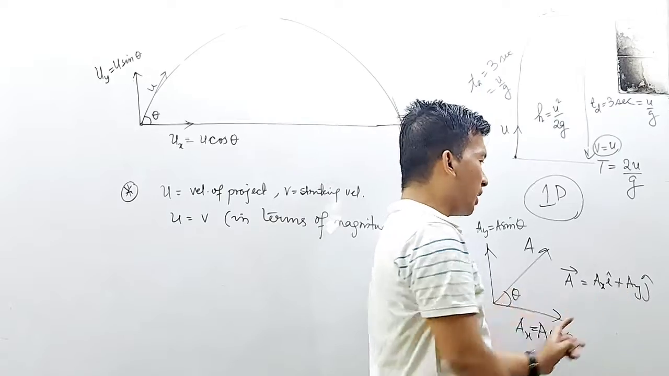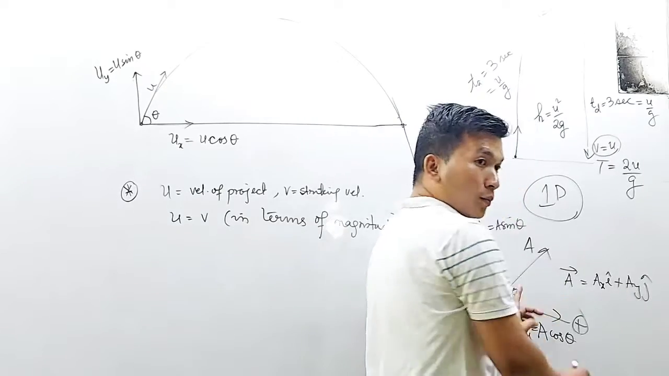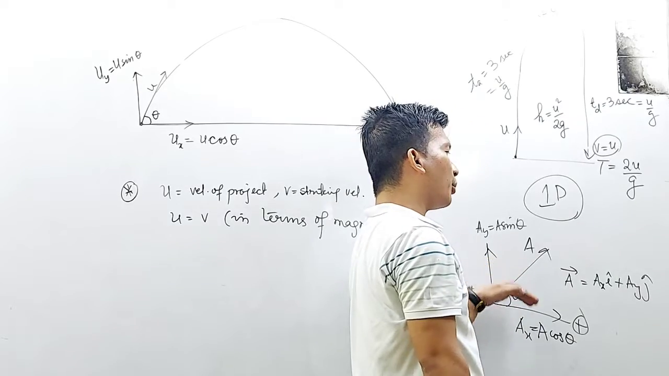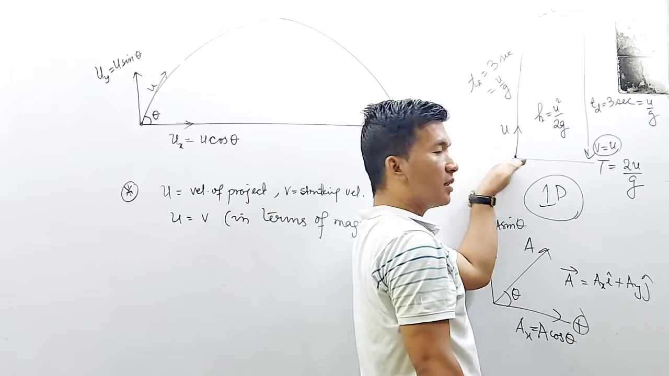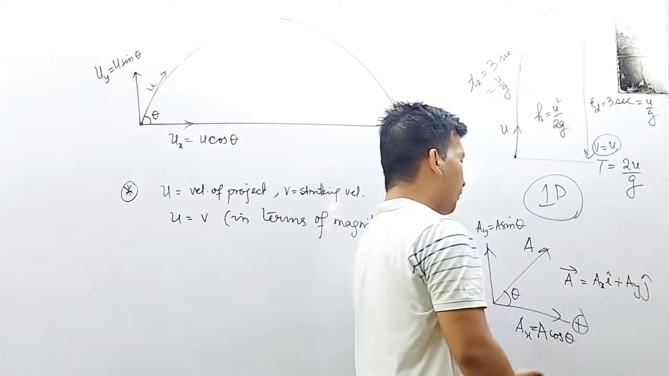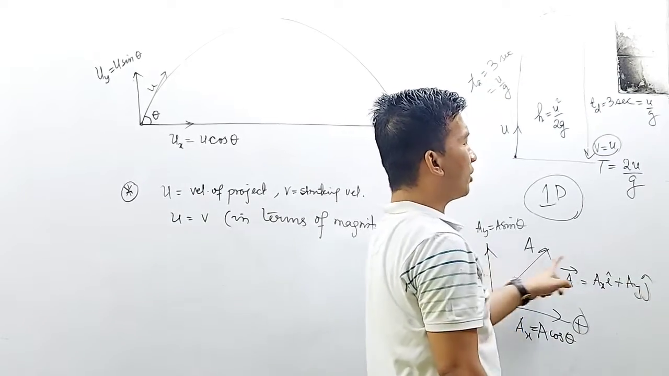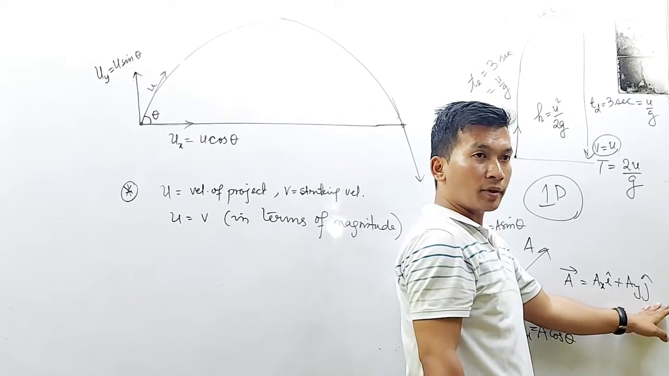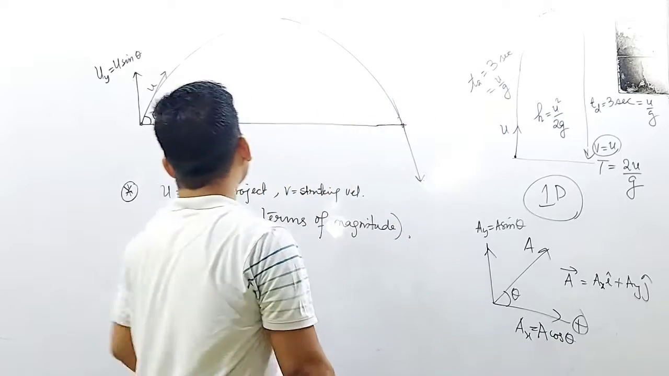Along horizontal direction this is positive, so positive i cap. Since the vertical component is in the positive y direction, that is why we take positive j cap. If it were downward, it should be minus. Remember this.